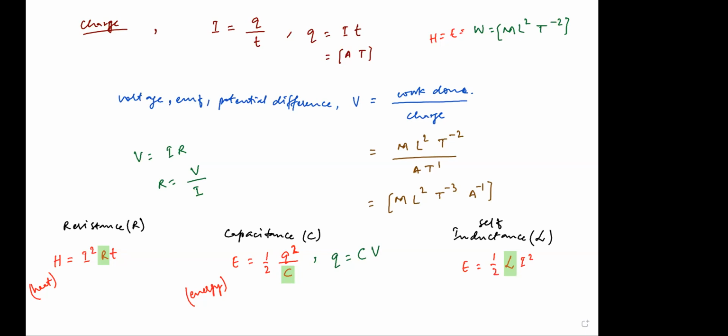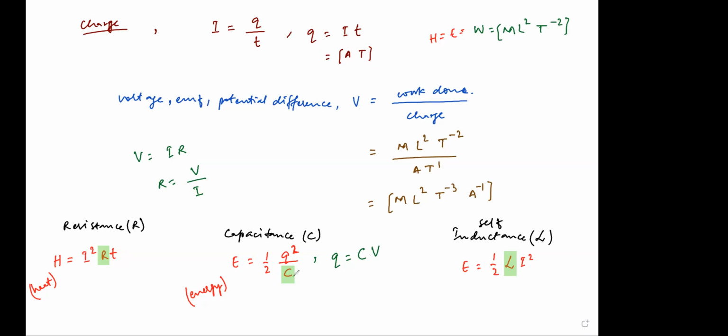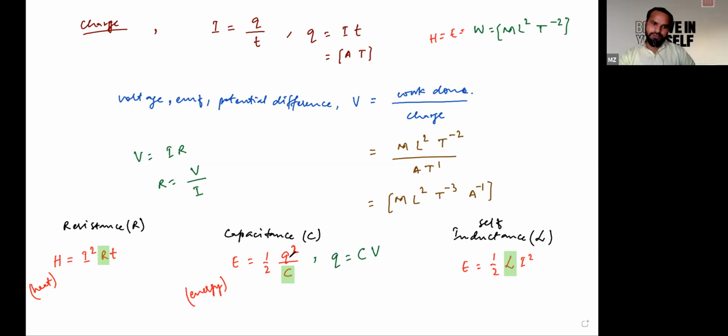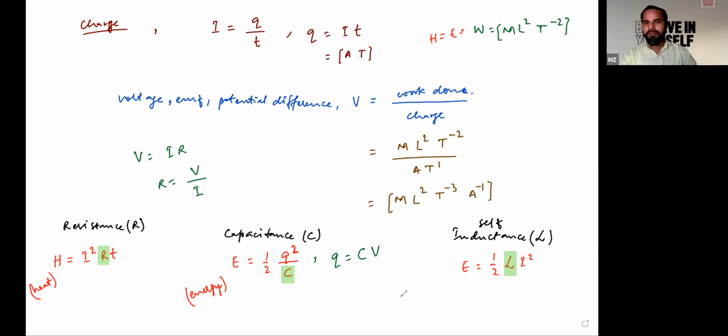Sir, if I want to find the dimension of C, it will be Q divided by V, yeah? If you are using this equation, C would be equal to Q squared divided by E. It has a square, yeah? Square means I should open the square. Just multiply the exponential by 2. Okay, I will do.